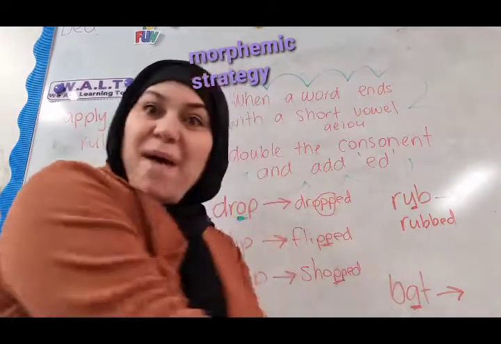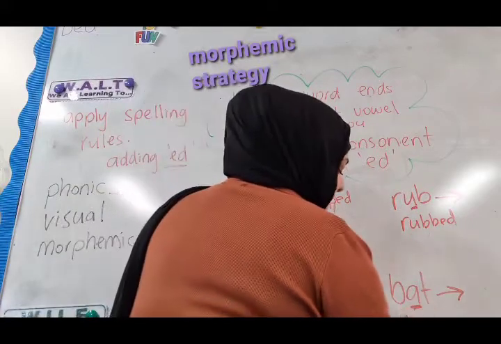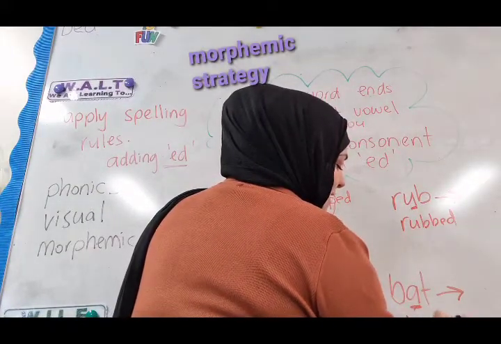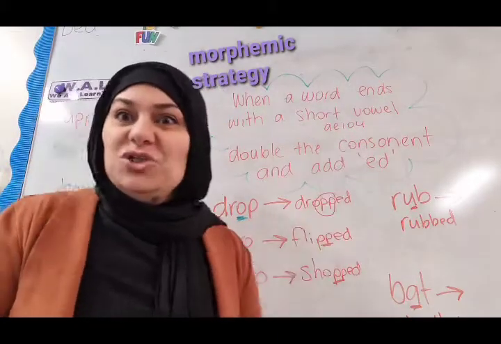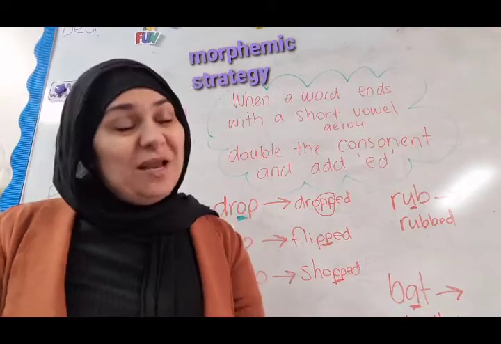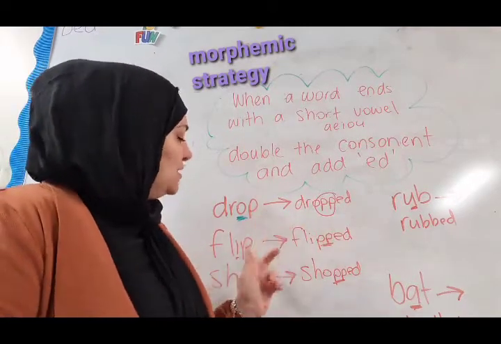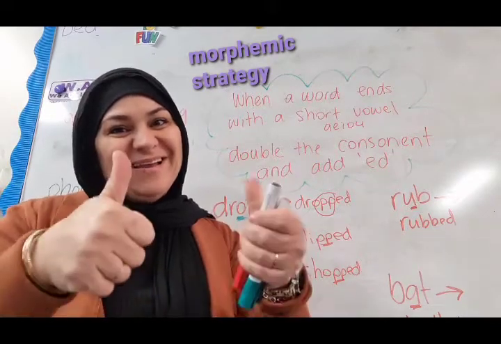That's like when you bat, and if you're playing cricket, I'm going to bat. Batted, B-A-T-T-E-D. So the rule is, everyone, when a word ends in a short vowel, a, e, i, o, u, and you want to add ed to it, you double that last consonant and add ed. Get it? Got it. Good.